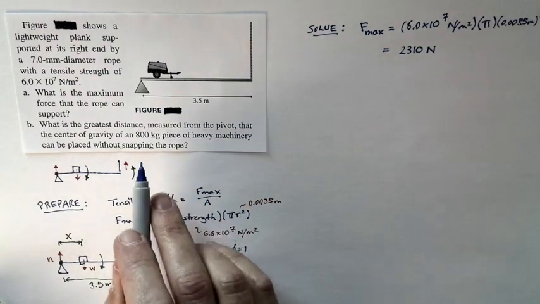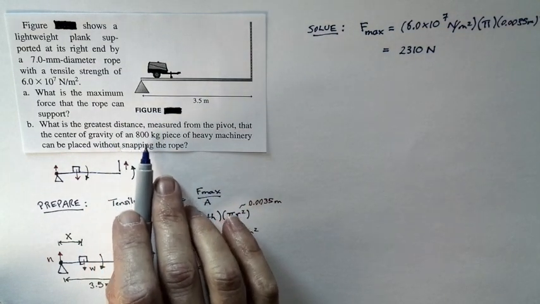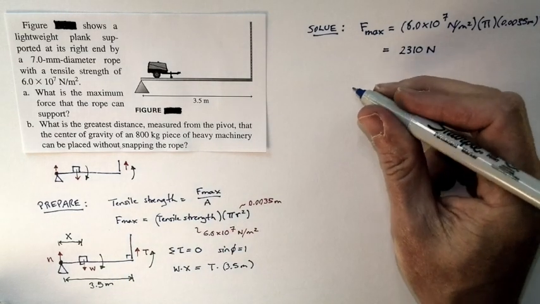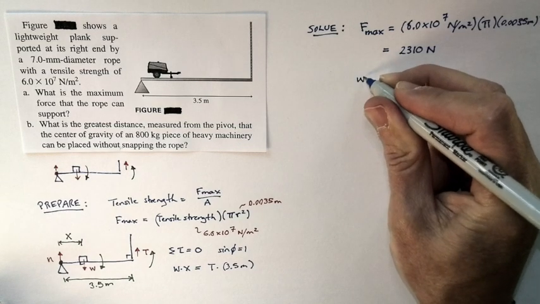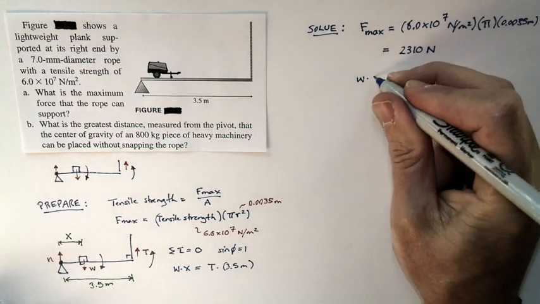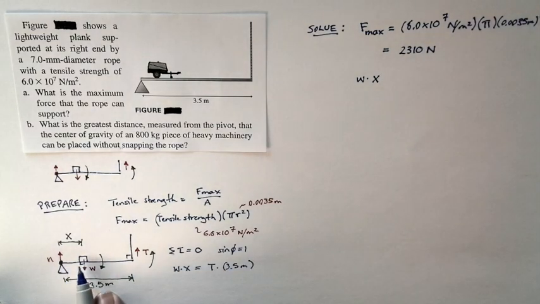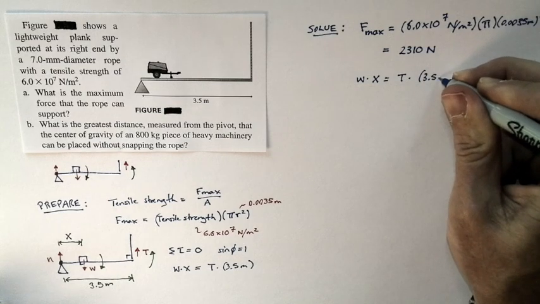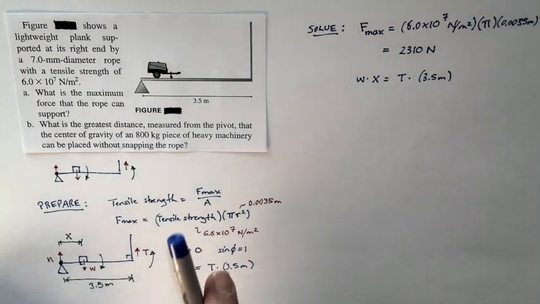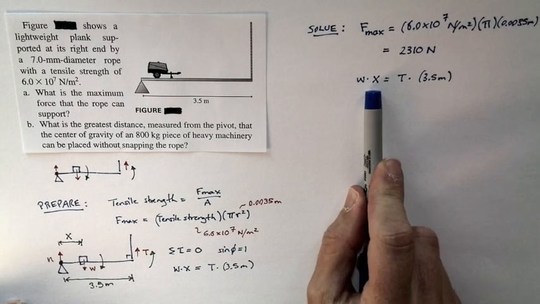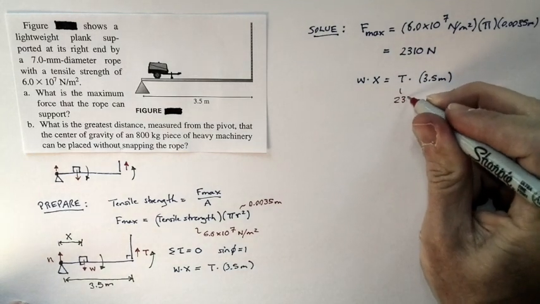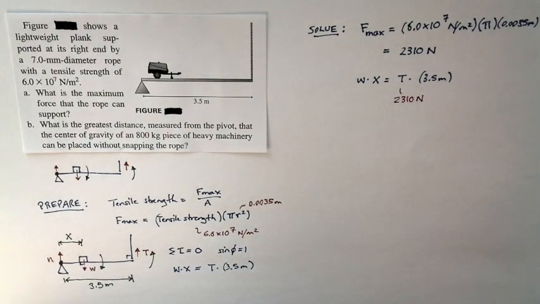Next up, we're going to consider the greatest distance that the center of gravity of the machine can be without snapping the rope. We're going to use this relationship for that. Our basic relationship for the static equilibrium of the board is this: the weight force times the distance that the machine is from the pivot, and by the machine I mean the center of gravity of the machine, is equal to the tension in the rope times 3.5 meters. But we want to put the machine as far out as we can. As x gets bigger, T gets bigger. We know the biggest value that the tension force can have is 2,310 newtons.